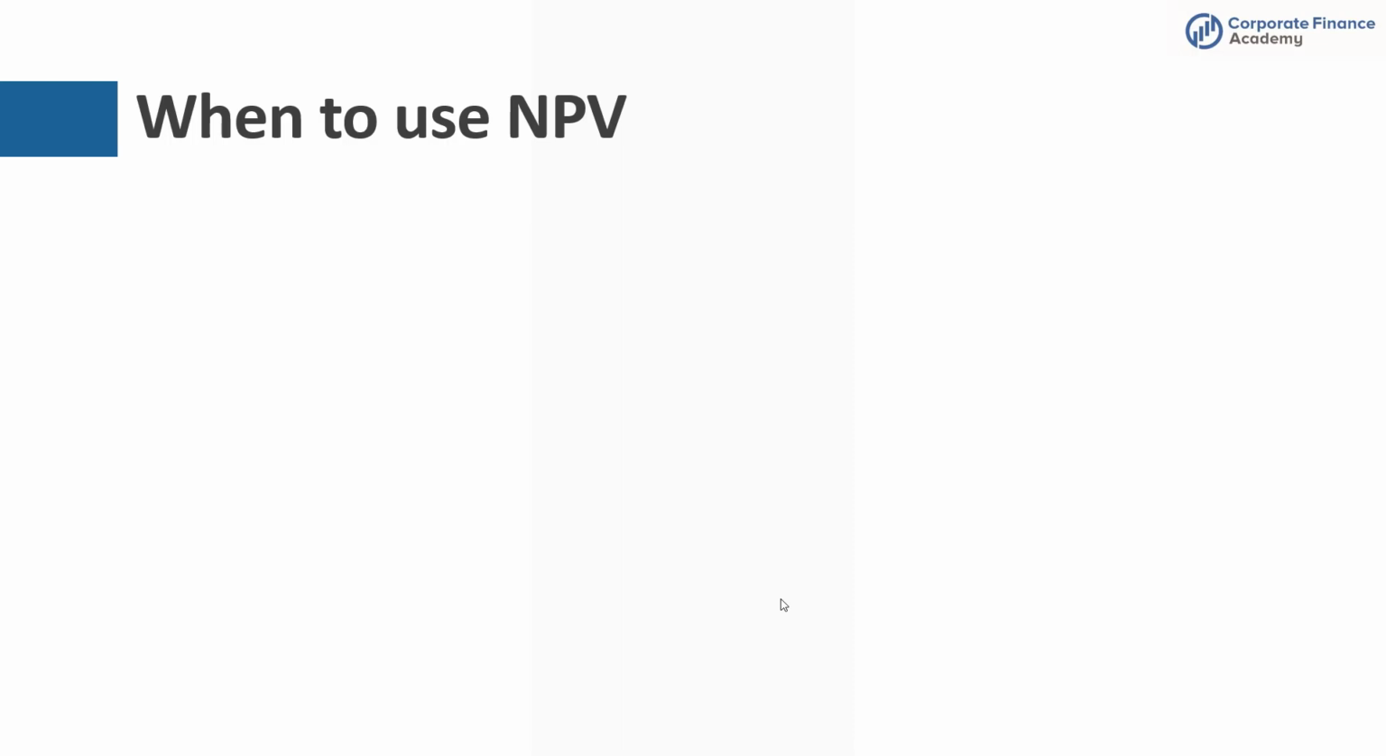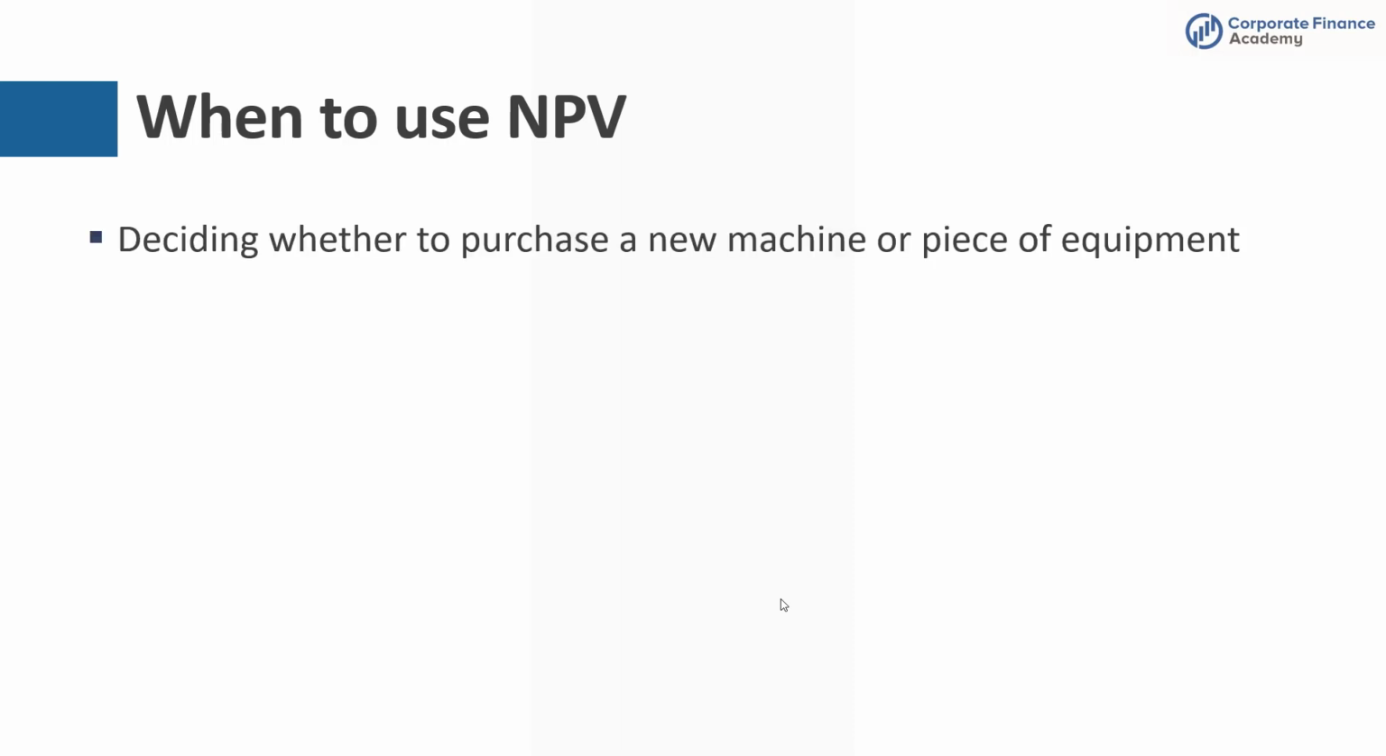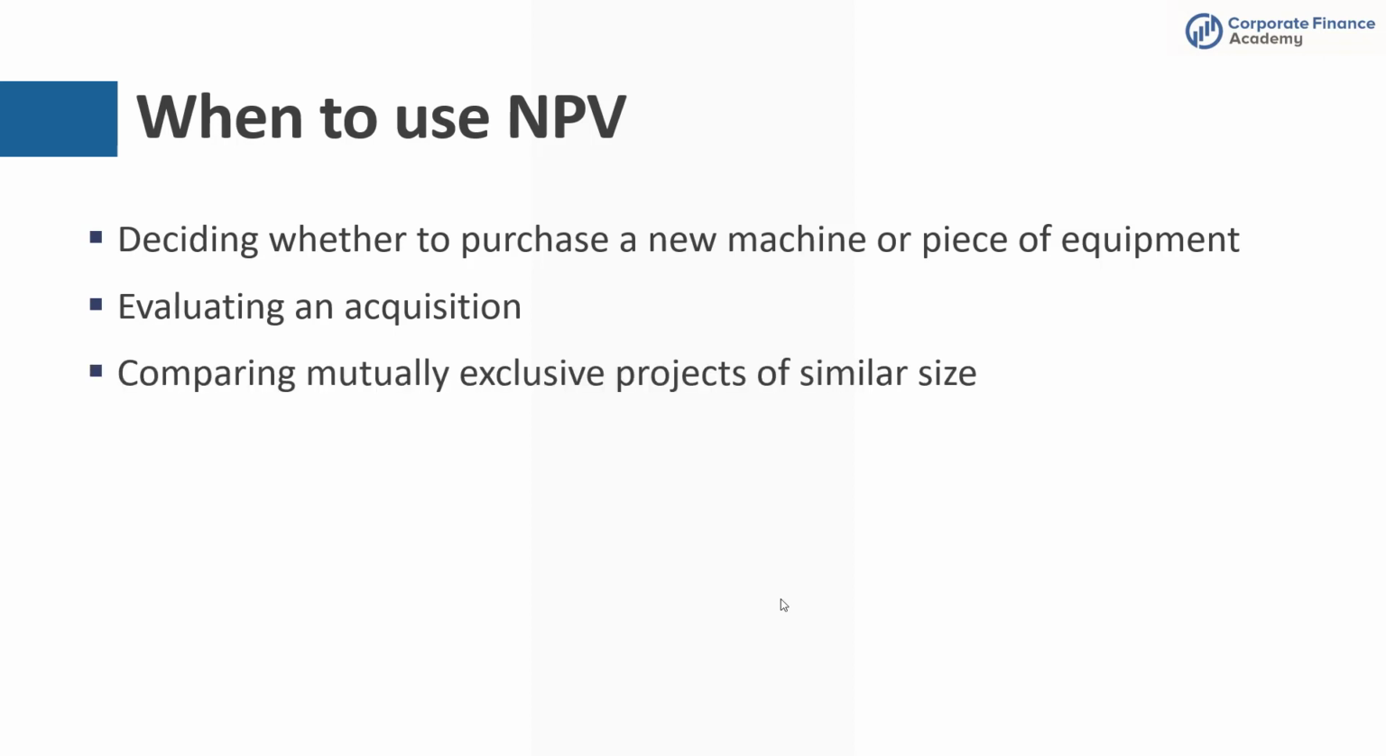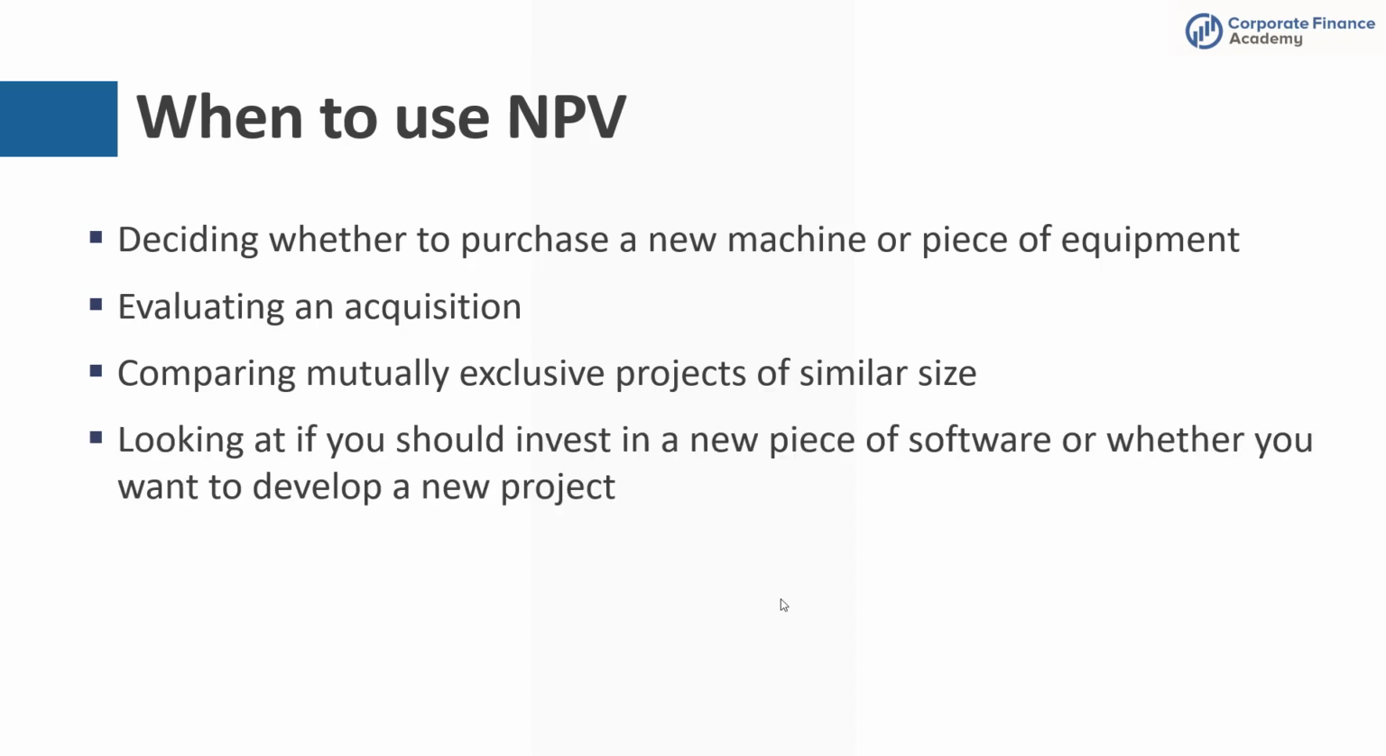Okay, so when should you use NPV? So some different examples would be if you're deciding to purchase a new machine or a piece of equipment. Could be if you're evaluating an acquisition of another company. You might be comparing 2 projects that are the same size. You might be trying to decide if you want to buy a new piece of software or if you want to take on some new project.